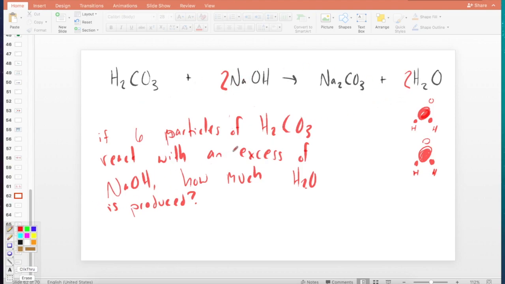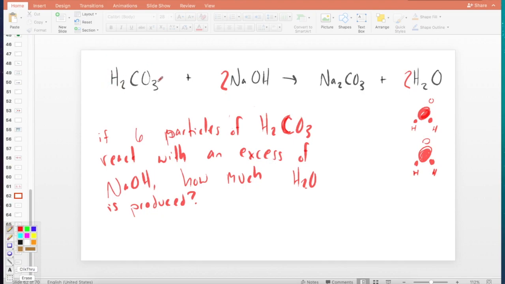So first of all, let's talk about this word excess. If a question like this tells you that one of your reactants is present in excess, that means that you have way more than enough of it, more than you need to react. You have more than a 1 to 2 ratio of NaOH in your little beaker or wherever you're doing this reaction. So all I'm worried about then is how much H2CO3 I have, because I know I have more than enough NaOH. So if I have 6 of these guys, how many of these guys will be produced?